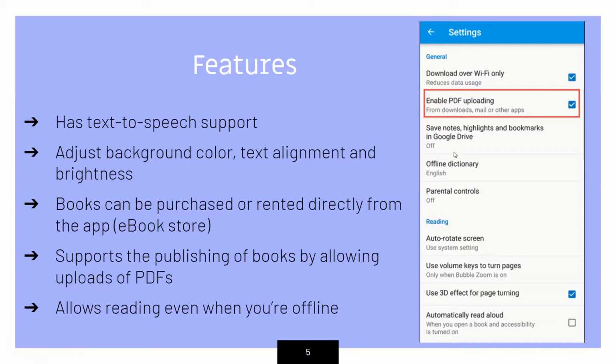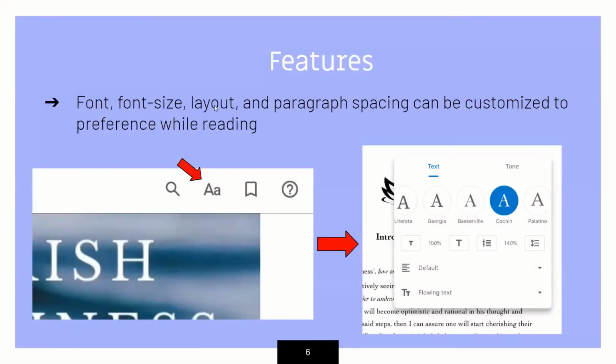And on our right-hand side here, we just see some more of the settings that Google Playbooks offers. So you can enable PDF uploading, download over Wi-Fi only, which is really handy, just so that you don't run into data overusage, and a few other options here. You can also adjust font size, layout, and paragraph spacing, and it can be customized to preference while you're reading. And it's just showing here, so this would be kind of your fonts. Over here, it shows you the different ones that you prefer to read your book in.